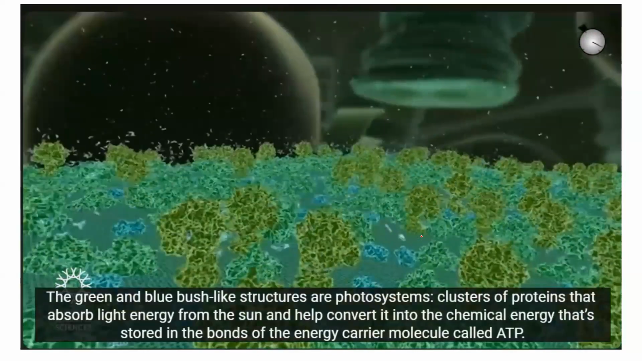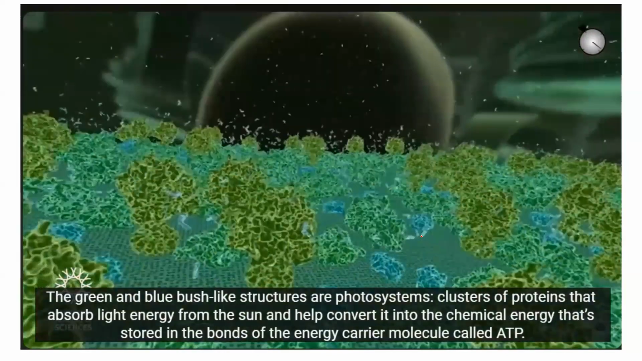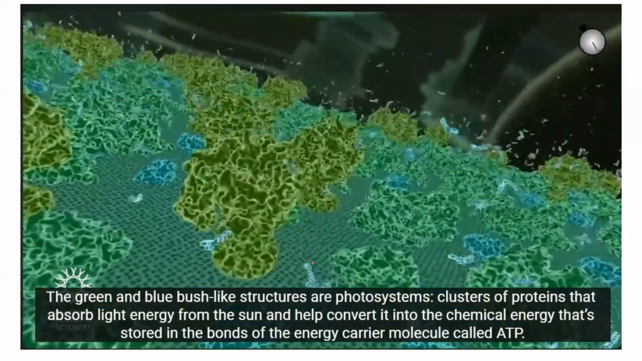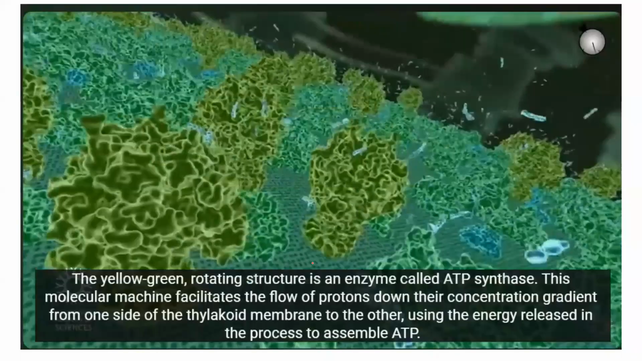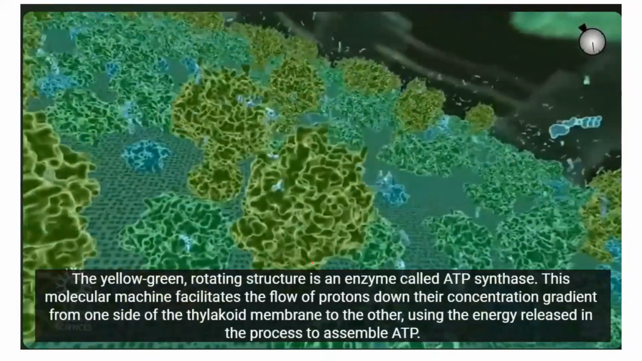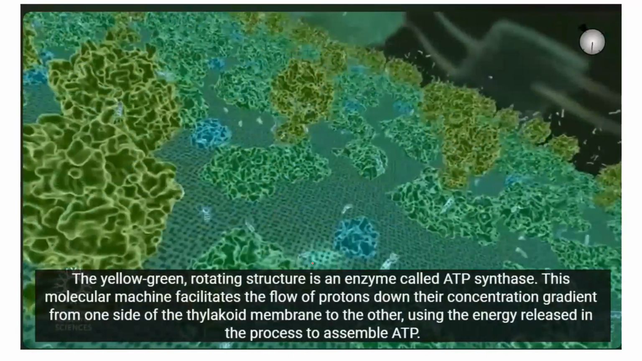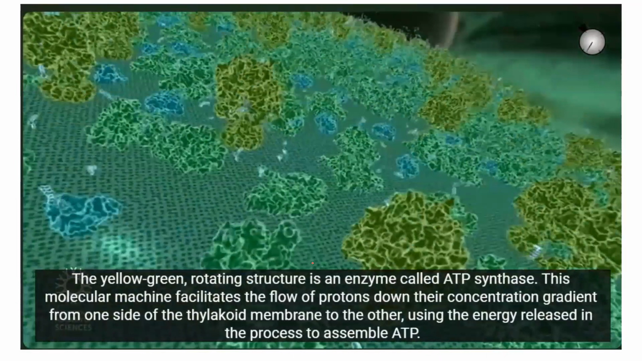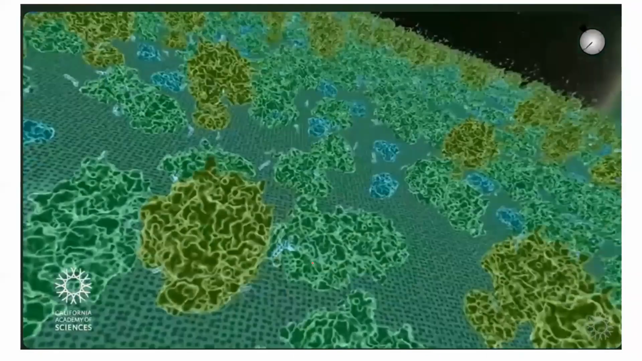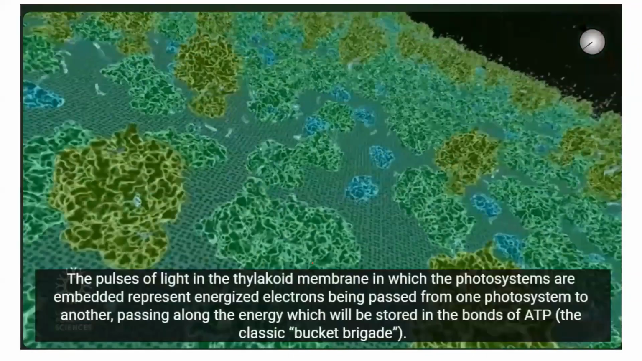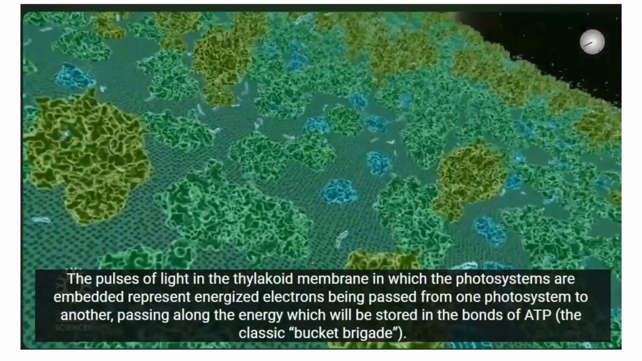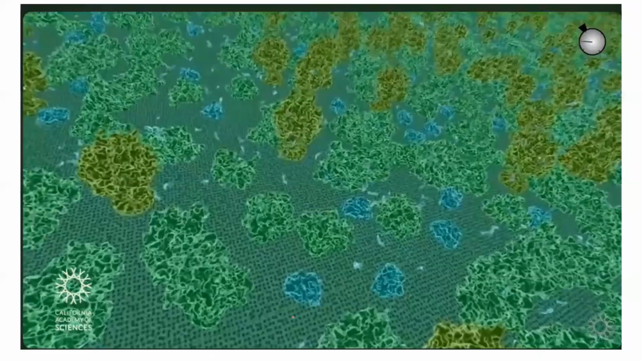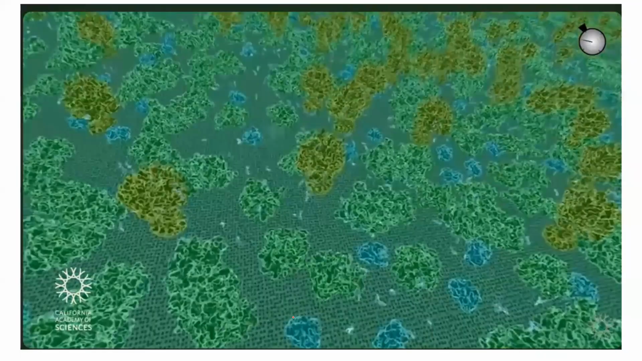So the green and blue brush-like structure are photosystems and cluster of proteins that are absorb light energy from the sun and help convert it into an organisms or something molecule that needs by the plants. So the yellow-green rotating the structure is an enzyme called the ATP synthase. Okay, so the adenosine triphosphate. So the pulses of light in the thylakoid membrane in which the photosystem are embedded represent the energized electron being passed. So ganyan ang itsura niya.